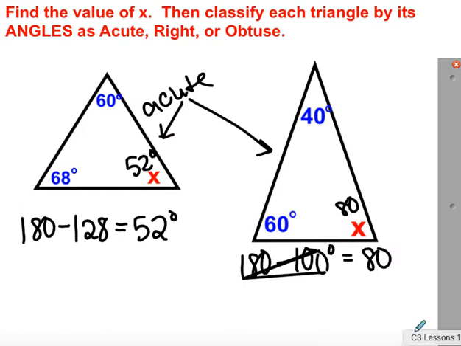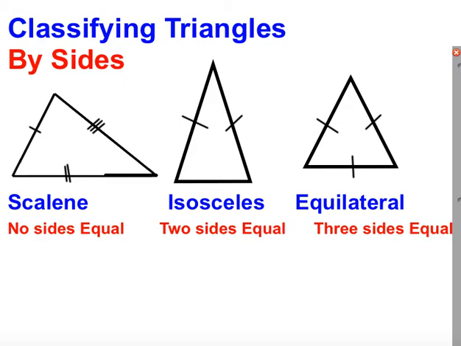Let's keep going. Because not only can we describe triangles by their angles, we can describe them by their sides. If none of the sides are equal, we call that scalene. If two of the sides are equal, we call that isosceles. And if all of them are the same size, we call that equilateral.